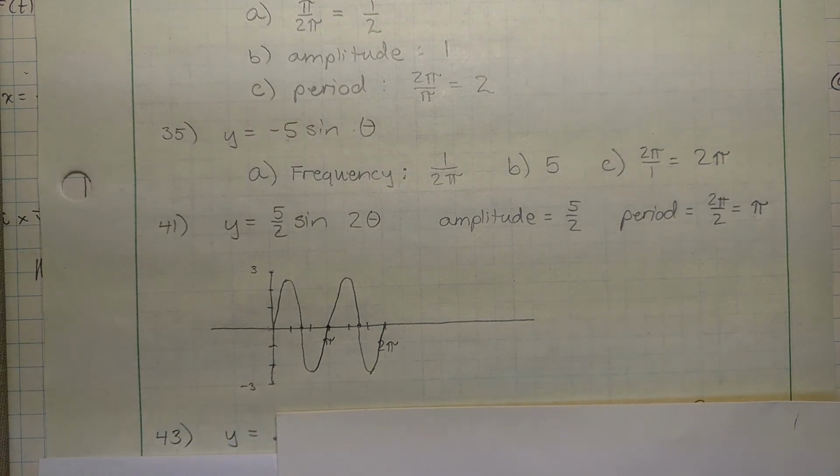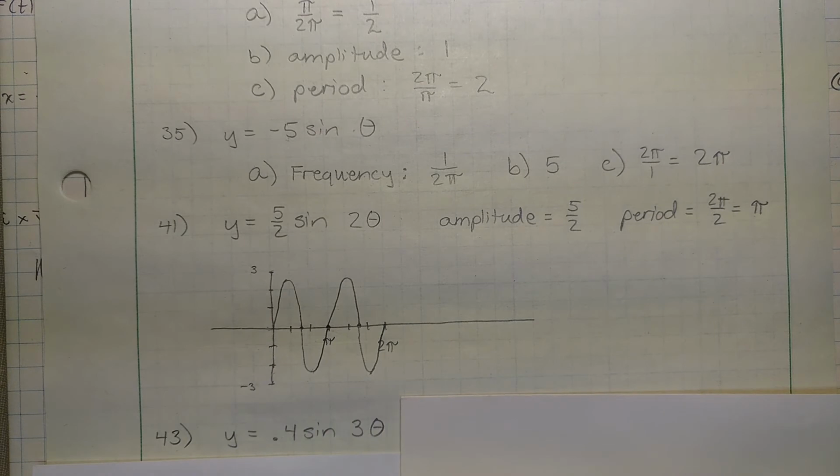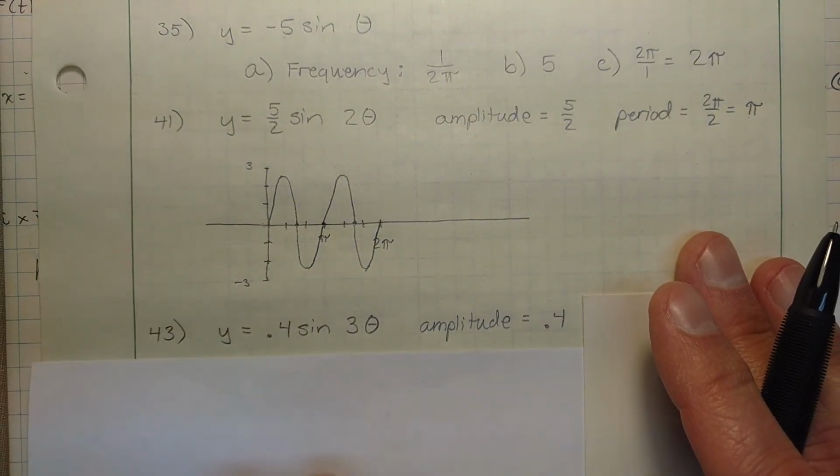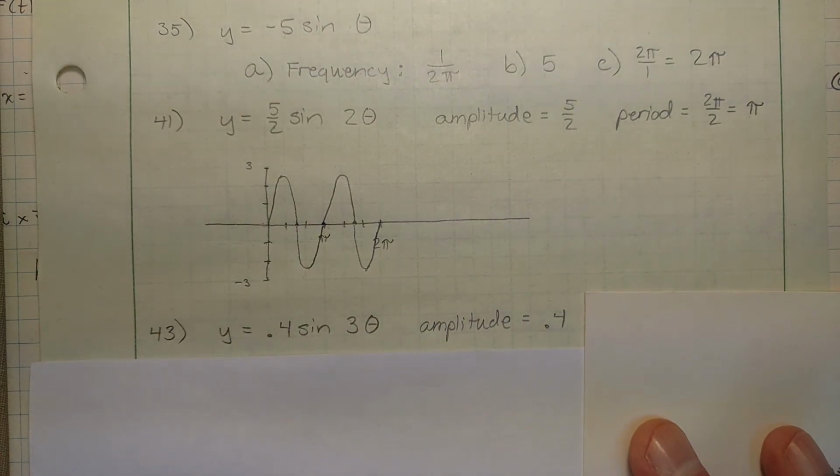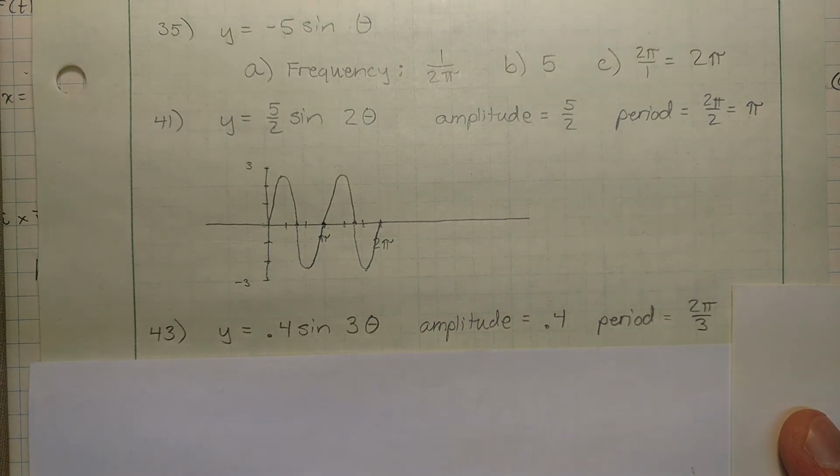All right, let's look at another example. 43 is the exact same type of problem. So we have 0.4 sine of 3 theta. So first, let's find the amplitude. That's very easy. It's just 0.4. We can think of that as 2/5 if we want to. And here's our B. So it's going to be 2 pi over 3.